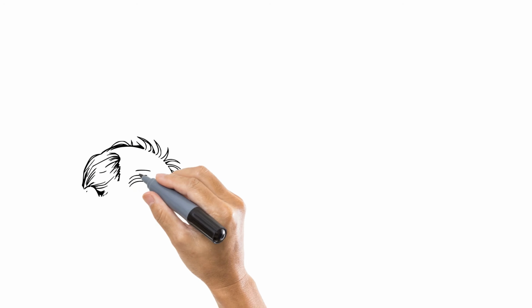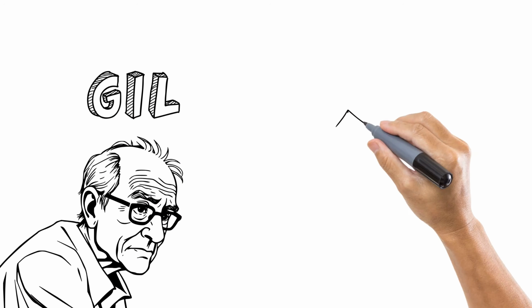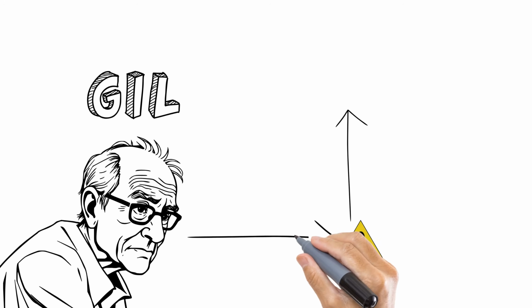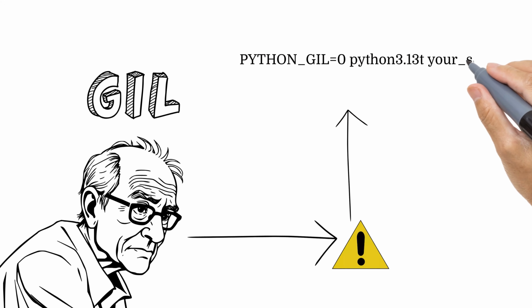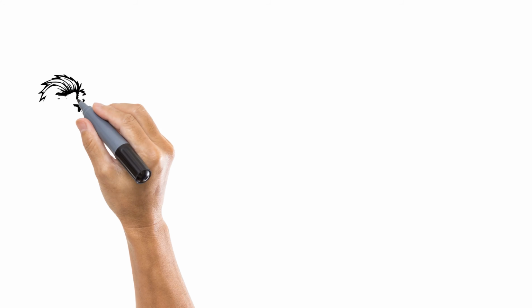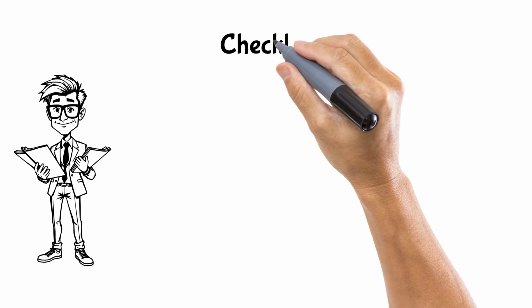The GIL isn't always gone forever. If you import an extension that isn't ready, Python may re-enable the GIL, unless you force it with an env var or flag. To stay ahead, test your project under free-threaded Python.